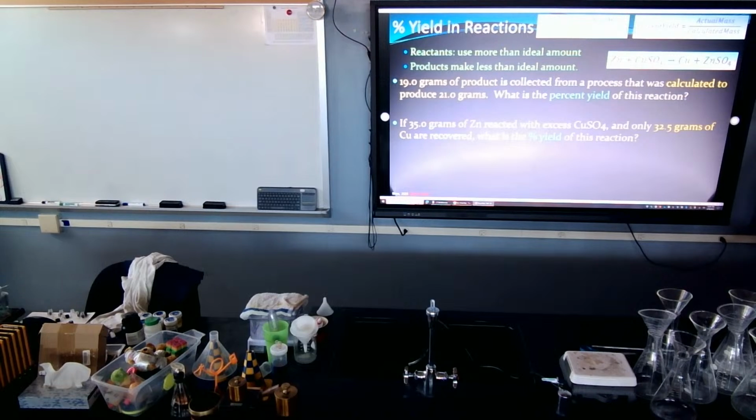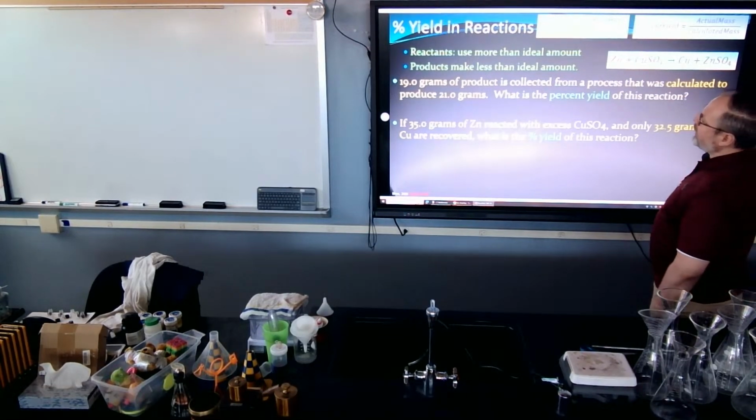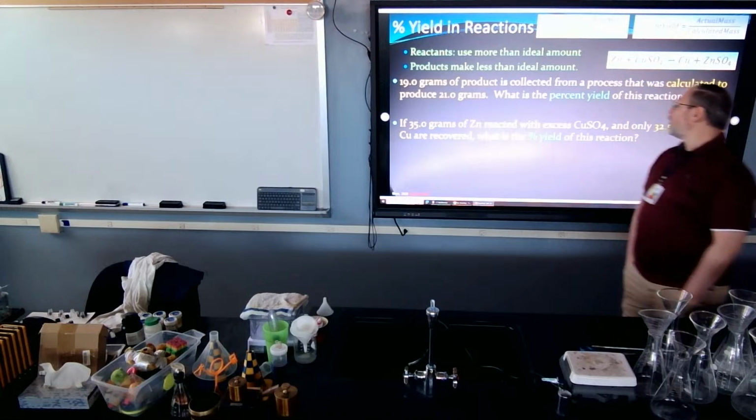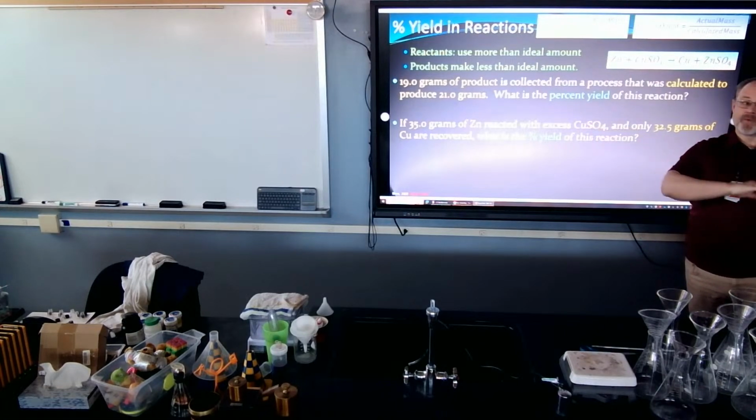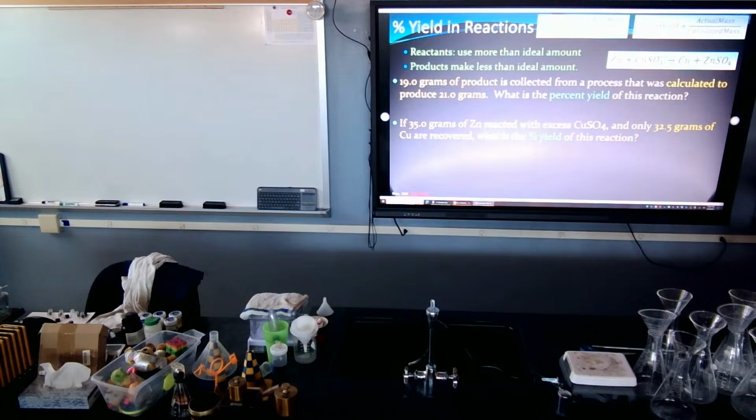Okay, this one we're going to do together, and the last one will be for you, I think. If 35 grams of zinc reacted with excess copper sulfate, like that. Now again, this is only going to be a one T-chart because we don't have to worry about the other thing. It says we have as much copper sulfate as we need. So one T-chart, one reactant, one product. And only 32.5 grams of copper are recovered.